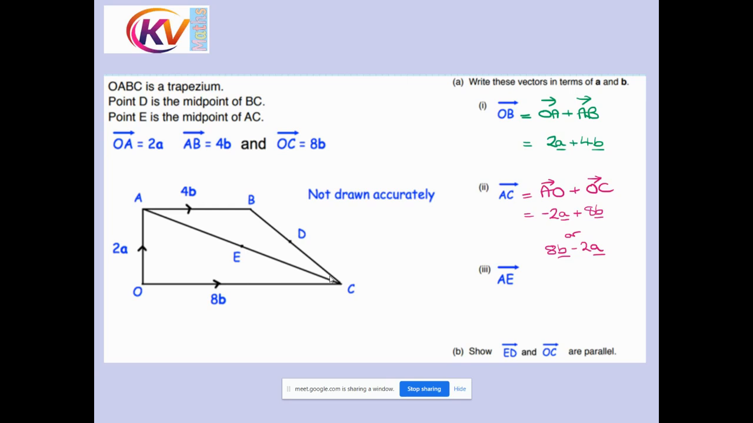Right, the next question then is working out AE. So I'm going to give you another minute to see if you can figure out this one, see if anyone's got any ideas on what the answer for AE would be.